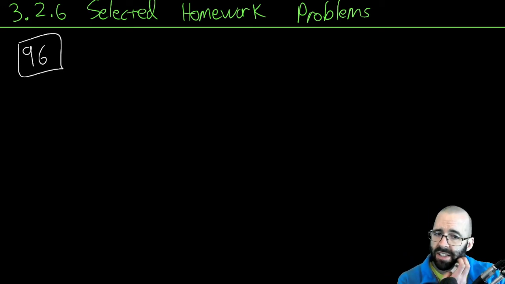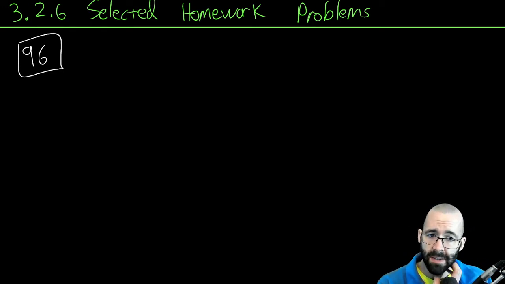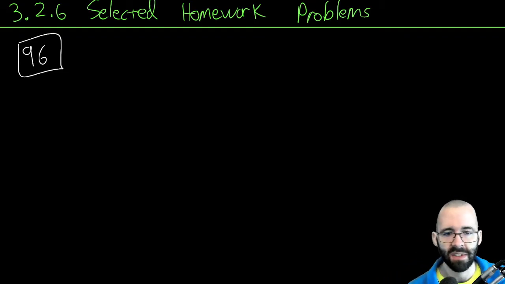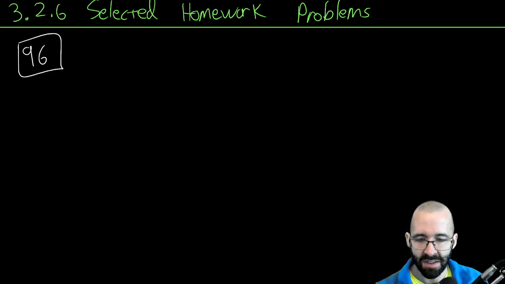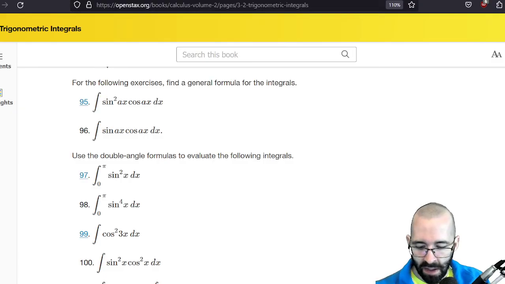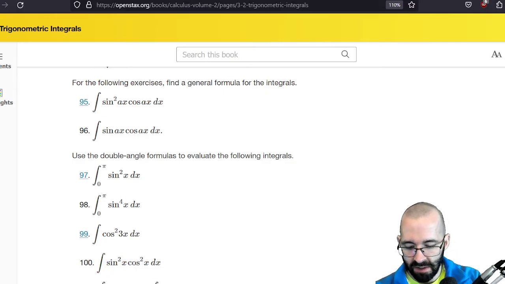Okay, I think I really did enough examples of the basic types of problems in the videos. So in these selected homework problems, I'm just going to do different kinds of looking problems. So we're going to start with 96. Find a general formula for the integral of sine of ax, cosine of ax.